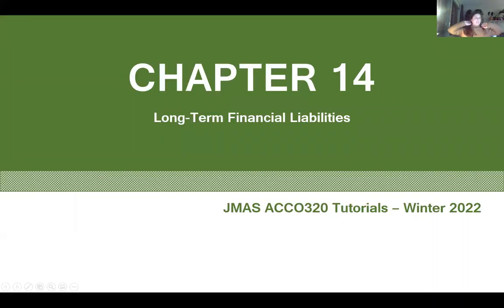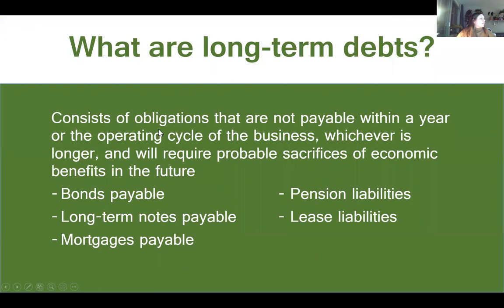So tonight we're doing chapter 14, which is long-term financial liabilities, but it's more focused on bonds payable and notes payable, because other types of long-term financial liabilities we're going to see in later chapters this semester. So a long-term debt is basically amounts that are not payable within a year or the operating cycle of the business, whichever is longer, but that you're going to have to pay for it. And you know this at year end. So in that you have bonds payable, long-term notes payable, you have mortgage payable, and they're all accounted for the same way. And then you have pension liabilities and lease liabilities that's for your final exam.